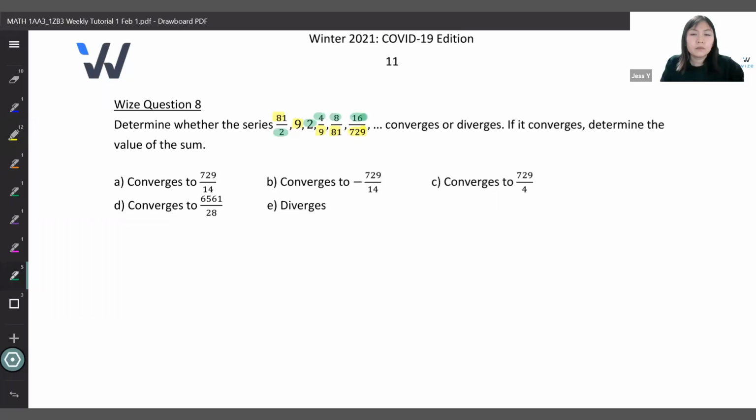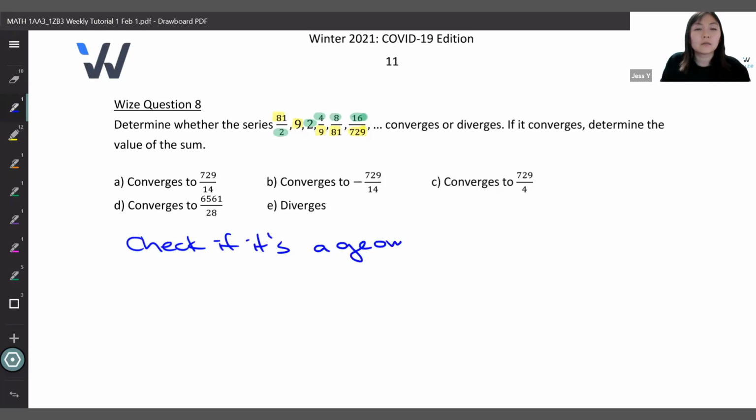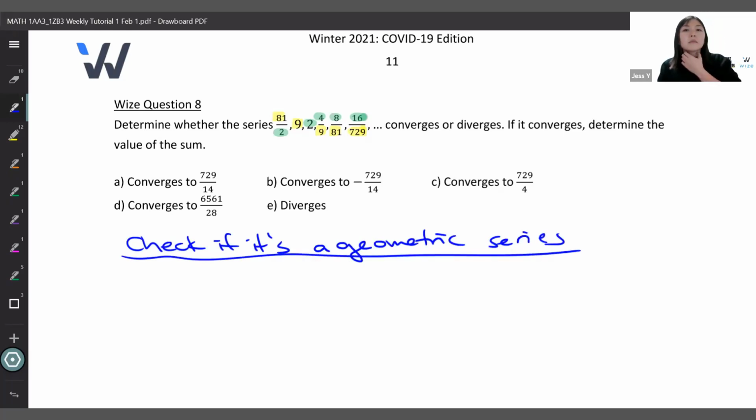So when it comes to a series, so far we know geometric series, P series, and telescoping sums, right? Well, this is definitely not a P series. A P series is 1 over something, 1 over something, 1 over something. This is not it. So my guess is that it's a geometric series. Let's check. How do I check if something's geometric?